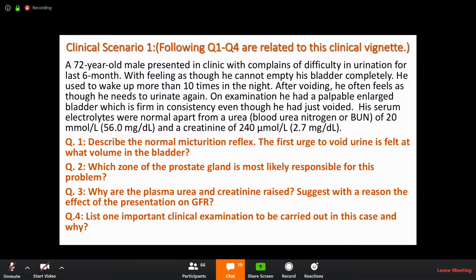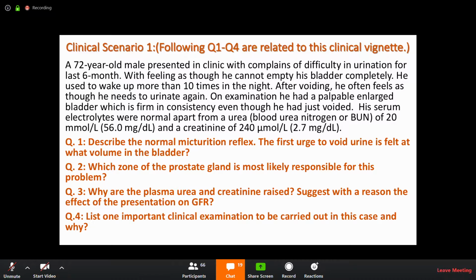Then it says a creatinine of 240 micromoles per liter, which works out to approximately 2.7 milligrams per deciliter. And for that one, the normal value should be around 0.6 to around 1.2. So according to the scenario, both of these electrolytes are elevated in the blood or in the serum. So the question says, why is this so?